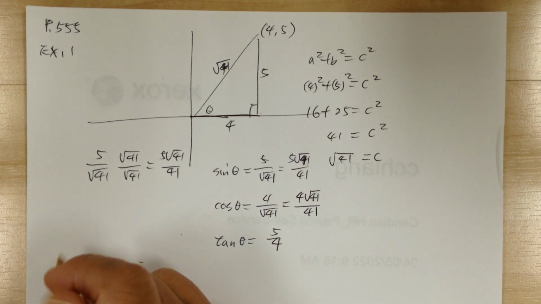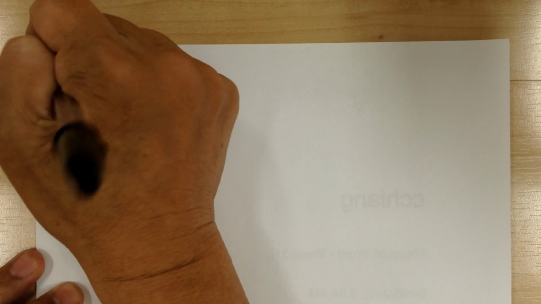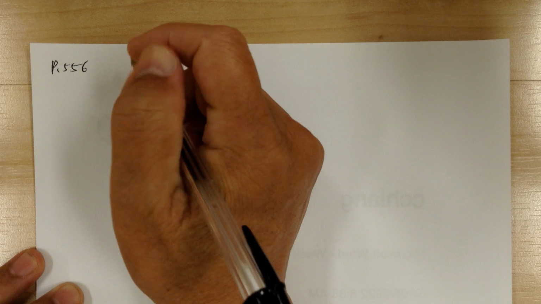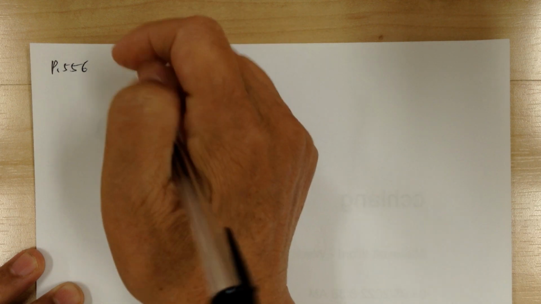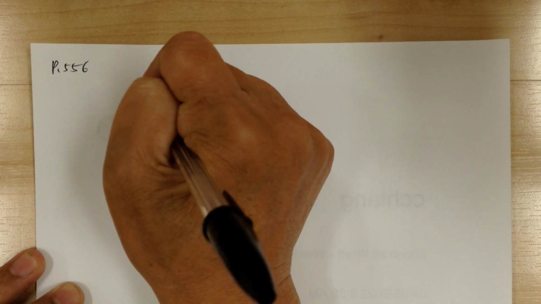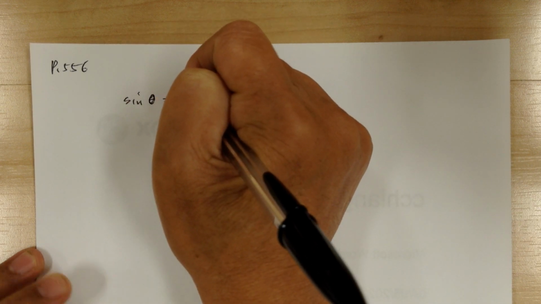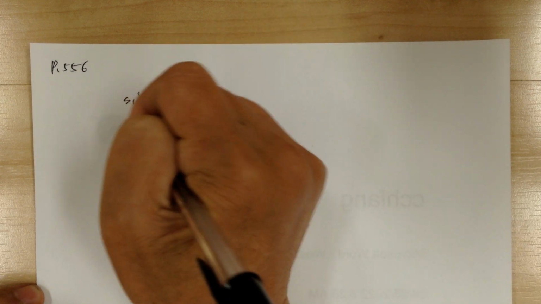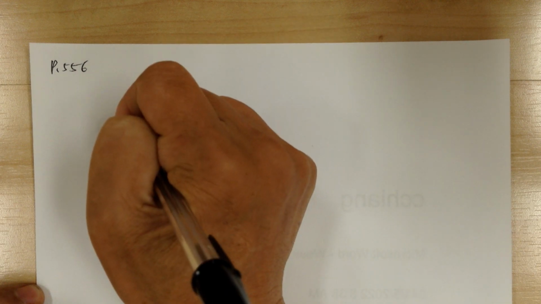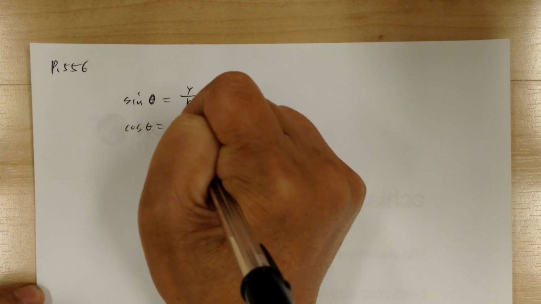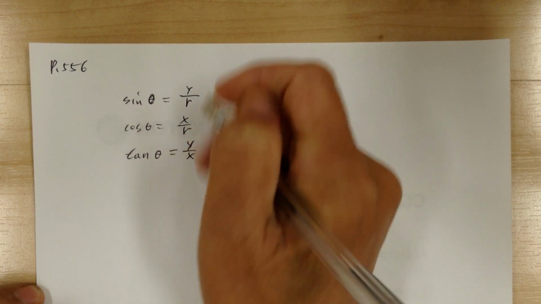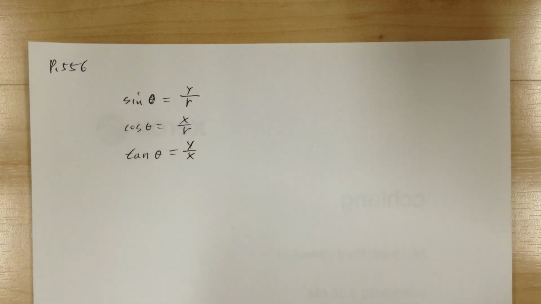Okay. Now, so let's go to the next. This is called a secondary function. So on page 556, okay, you have other sets of functions. So you have sine theta is equal to the y over r, okay, or the opposite over hypotenuse, and cosine theta equal to x over r, and tangent theta equal to y over x. Okay, so again, those are the basic things.